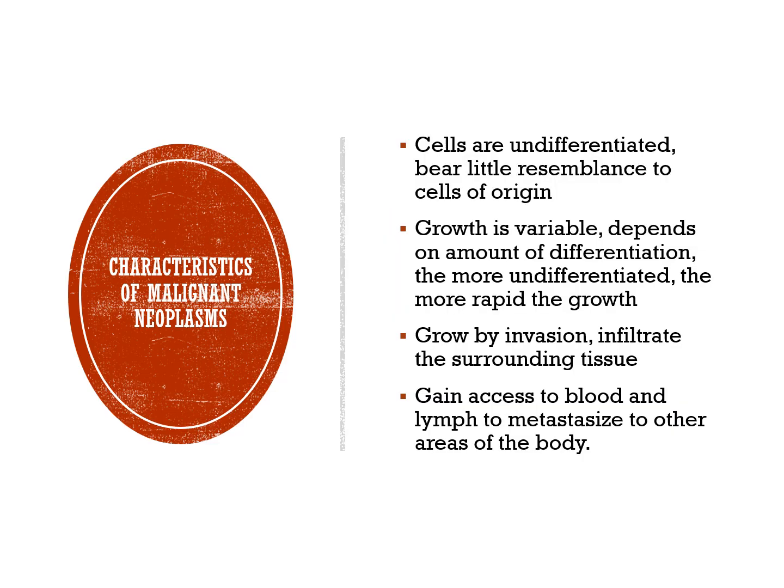We'll compare that to malignant neoplasms. So these are cancerous neoplasms or cancerous cellular growth. So the cells within a malignant neoplasm are typically undifferentiated, meaning they don't bear much resemblance anymore to the cells of origin. So going back to those tumors of the bone, for instance, if now we have an osteosarcoma, those cells look less and less like bone cells. They change as they grow to not look anything like the original cells.